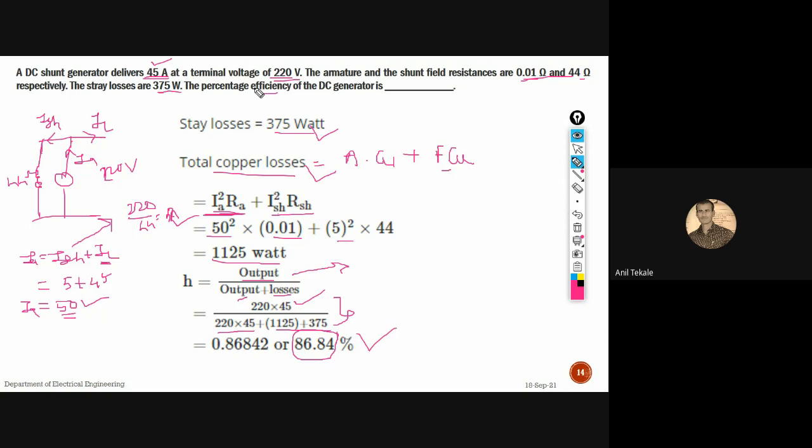Okay, here see, if they only ask for efficiency, you can write this. But if they ask for percentage efficiency, you have to write the answer as 86.84%. Am I clear? Yes, sir. Okay.